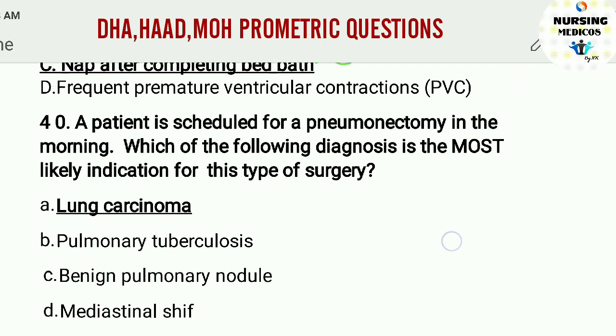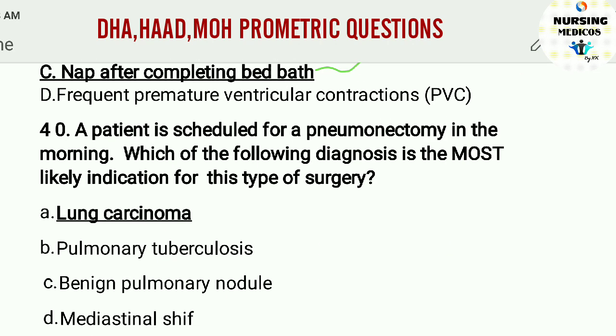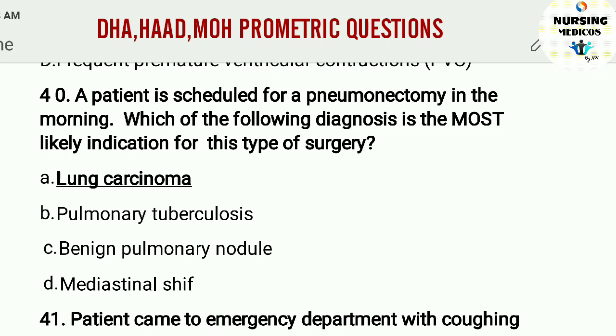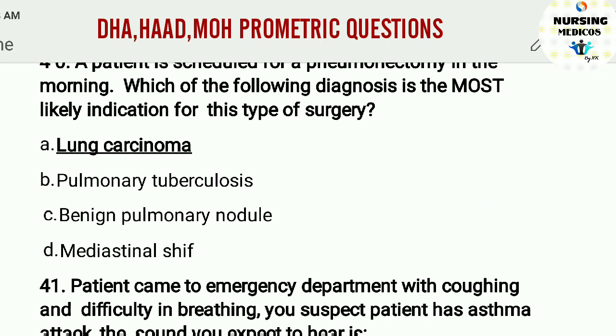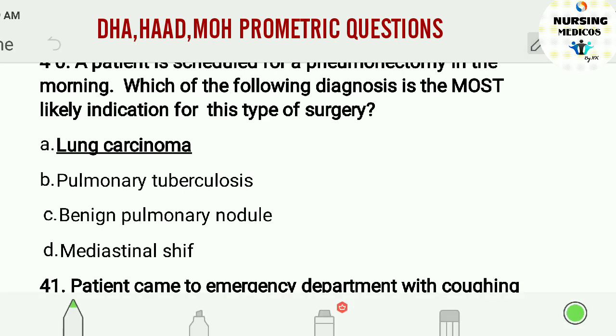Okay, question number 40. A patient is scheduled for a pneumonectomy in the morning. Which of the following diagnoses is most likely indicated for this type of surgery? For that, A. Lung carcinoma, B. Pulmonary tuberculosis, C. Benign pulmonary nodules, mediastinal shift. So for that the answer is A.